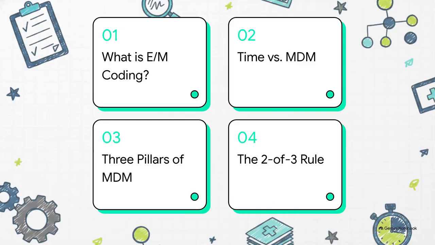Section 1 covers what E&M coding actually is. Section 2 jumps into the 2023 guidelines of time versus MDM. Section 3 outlines the 3 pillars of MDM, and Section 4 is all about mastering the 2 of 3 rule. Let's get right into it.